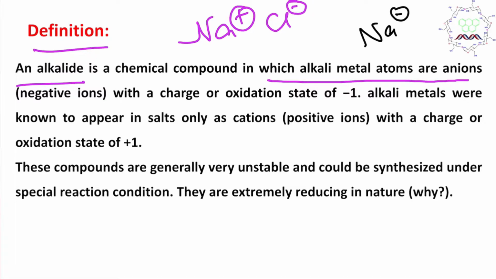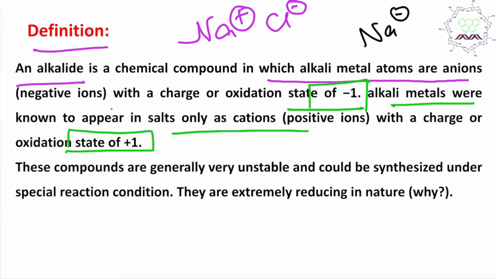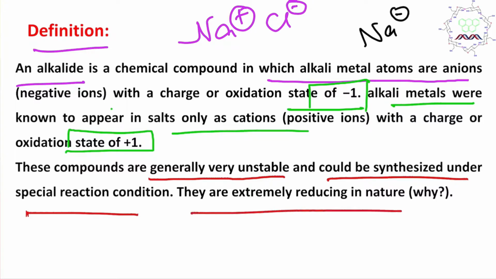Now with charge or oxidation state -1, alkali metals were known to appear only as cations having oxidation state +1, and that's why you can conclude that these compounds are generally very unstable and could be synthesized only under very specific conditions, and they are extremely strong reducing agents.